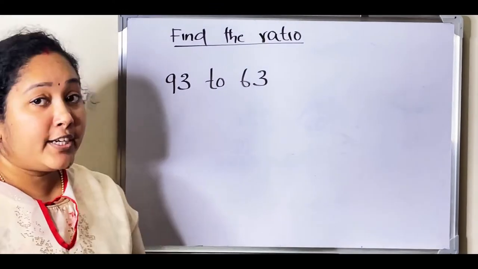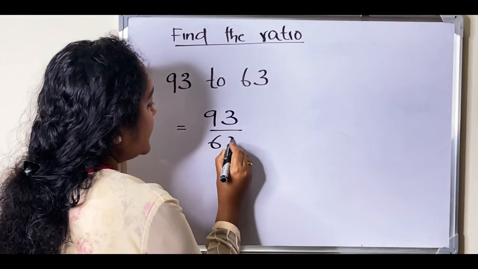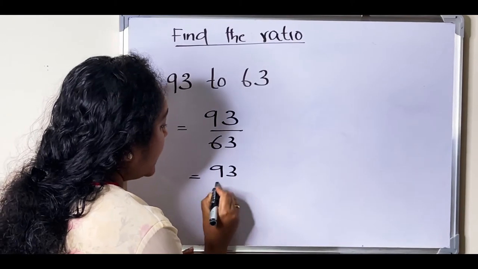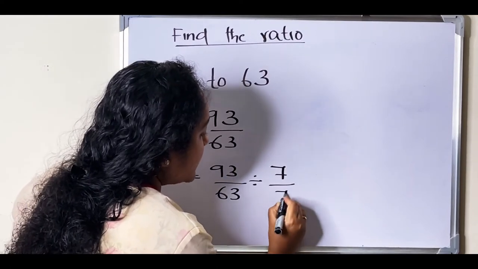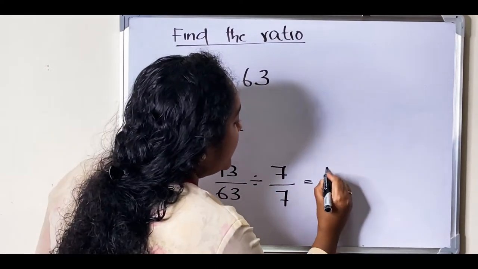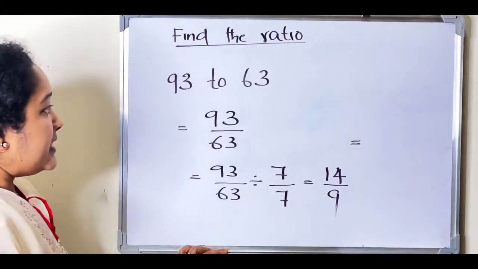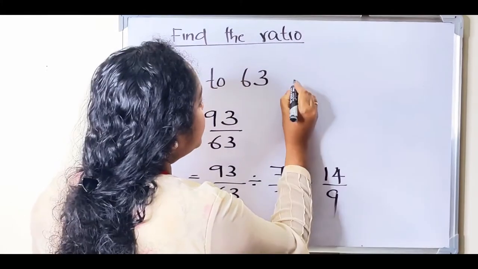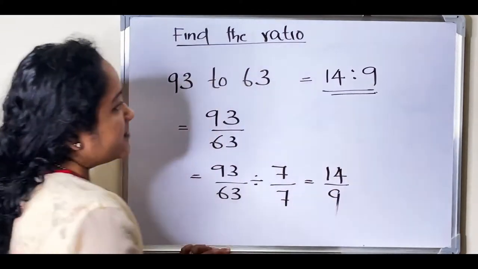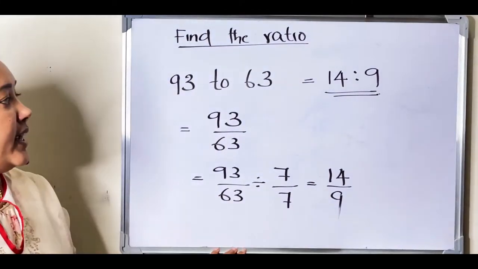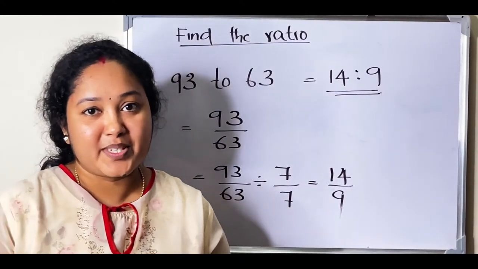Find the ratio of 93 to 63. To find the ratio, 93 is divided by 63, and we can divide both numerator and denominator by 7 because it's a common factor. That is equal to 14 by 9. So the ratio of 93 to 63 is equal to 14 to 9. So to find the ratio of any two numbers, write it in fractional form and find the simplest form. That is the answer of the question.